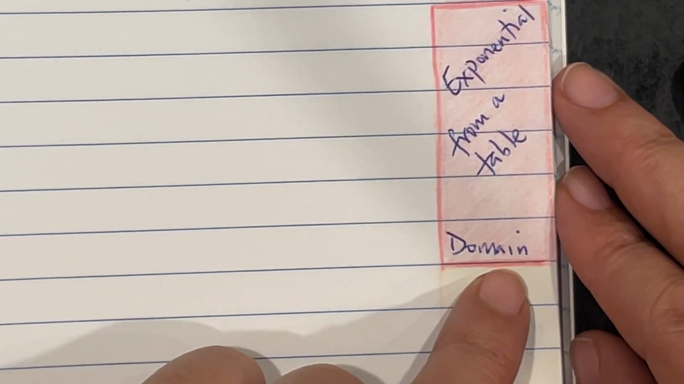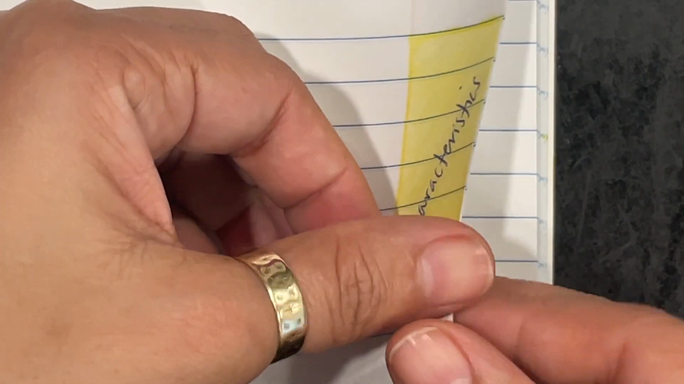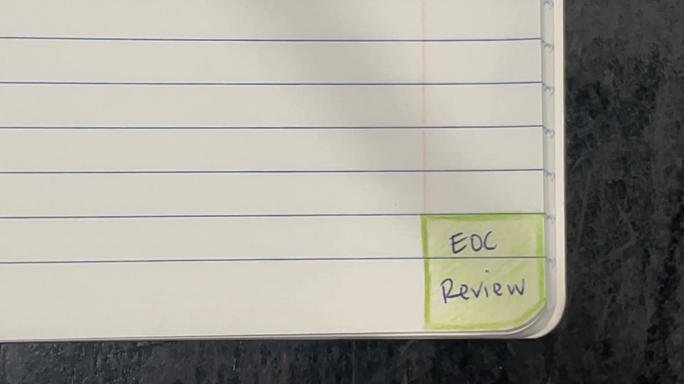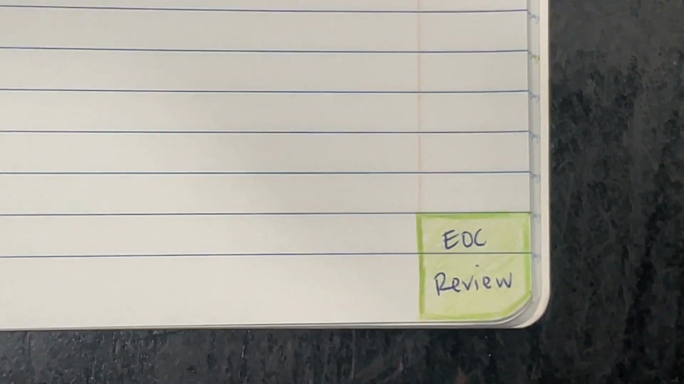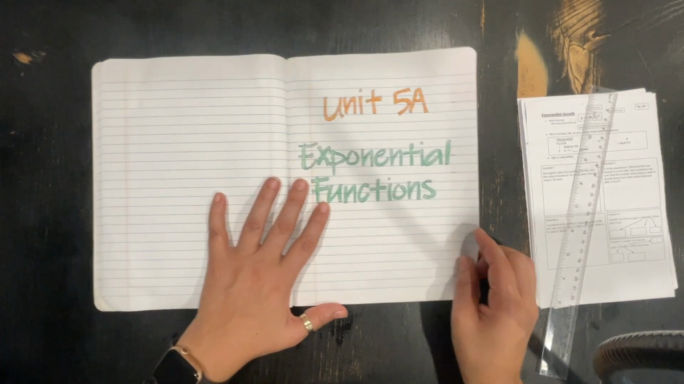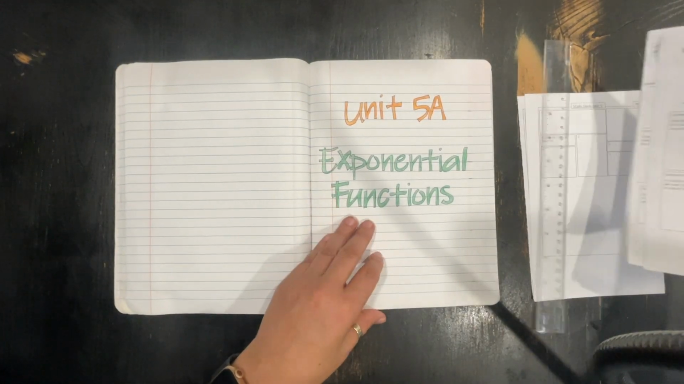Next tab is going to be called exponential from a table, as well as domain. Pause the video. Next tab is going to be called characteristics. Pause the video. And the last tab is going to be called EOC review. Pause the video. All right, so once you've marked in your tabs, we're going to make sure that we're going to glue in the pages in the right spot.